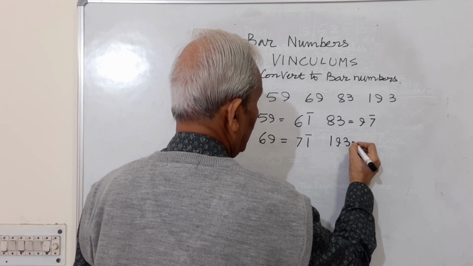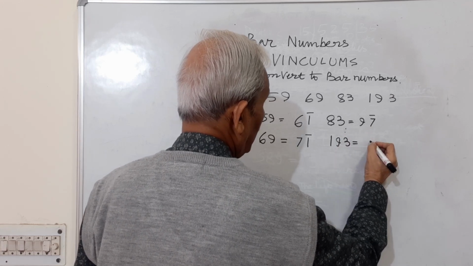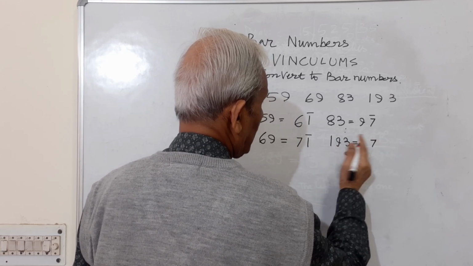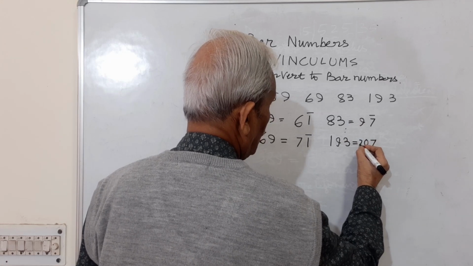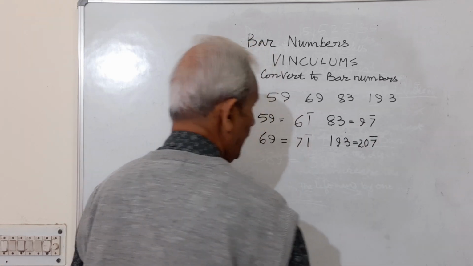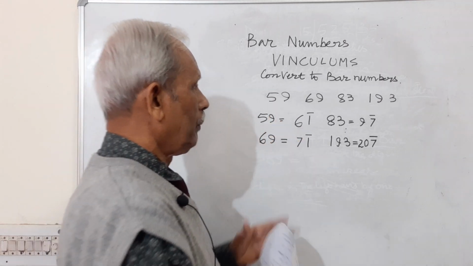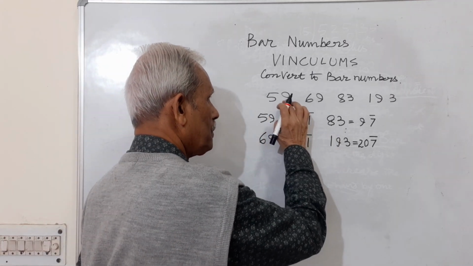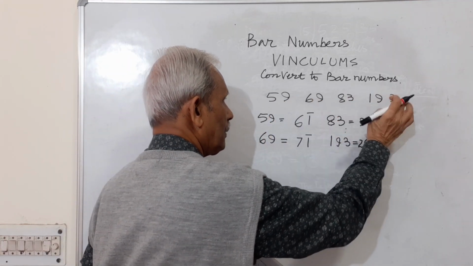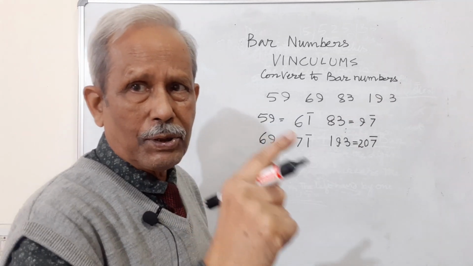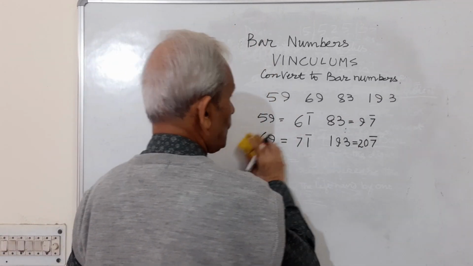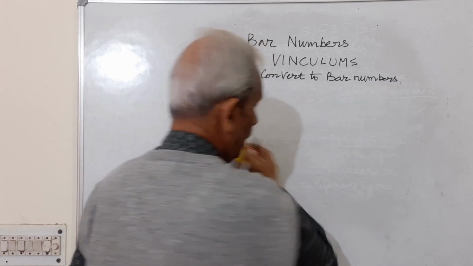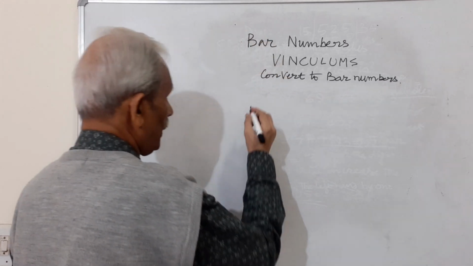193, reduce it from 10 to make it 7, increase this 9 with 1, 0, 207. These are all being converted into the bar number when you change the digit in the first place into a vinculum or a digit number, right? So I'll give you few examples which you will do yourself at home.